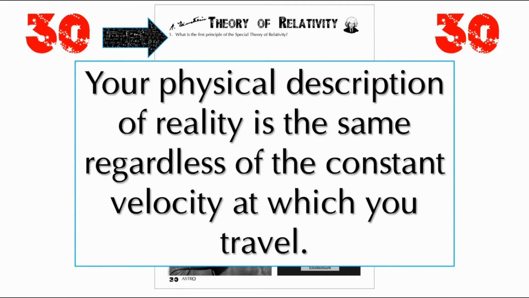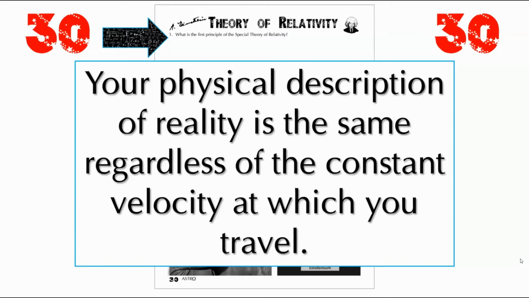If I got onto an airplane, I travel 400 or 500 kilometers per hour, and I have my handy-dandy ruler with me, I'm going to measure that ruler to be 30 centimeters because my physical description of reality is the same regardless of the constant velocity at which you travel. Maybe I go into a rocket and I travel tens of thousands of kilometers per hour. I've got my ruler with me, never leave home without it, and I measure that ruler to be 30 centimeters. If I get going at speeds close to the speed of light, I will look at my ruler, I will measure it to be 30 centimeters.